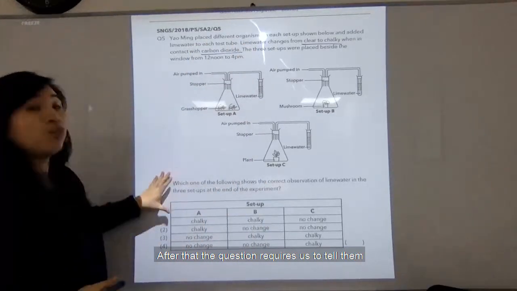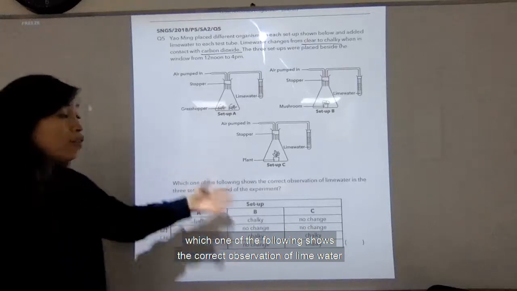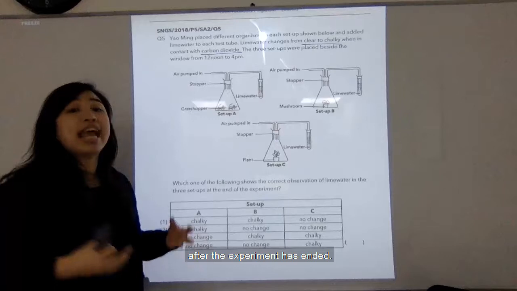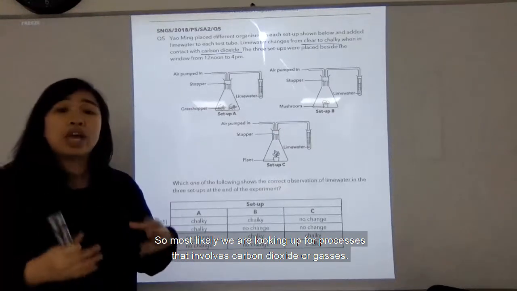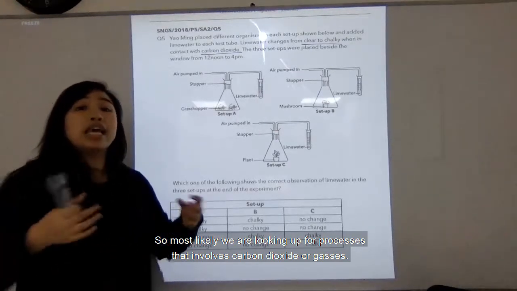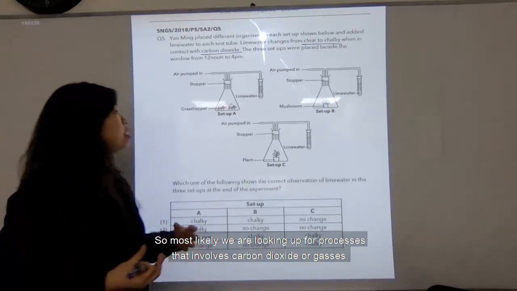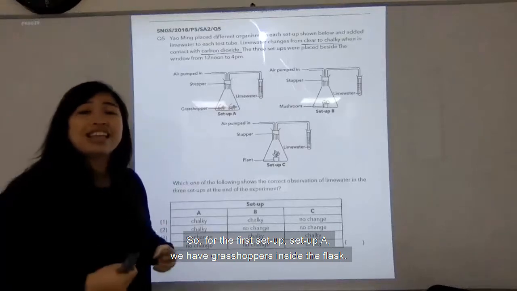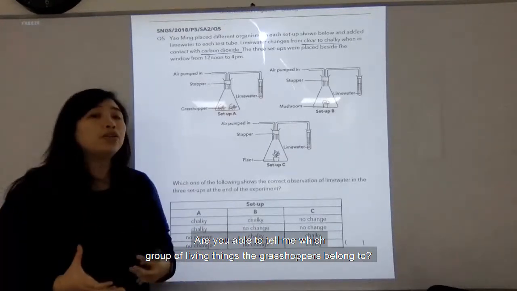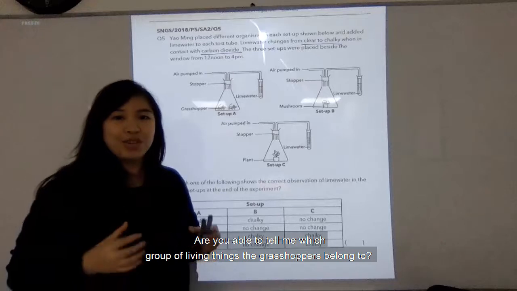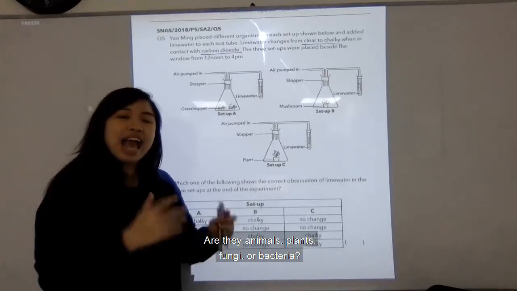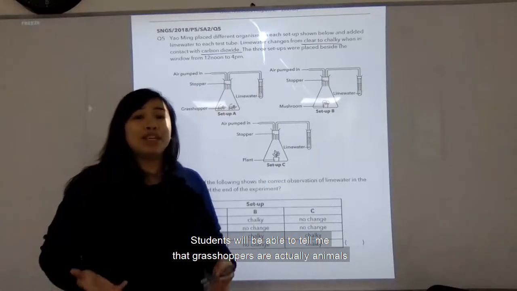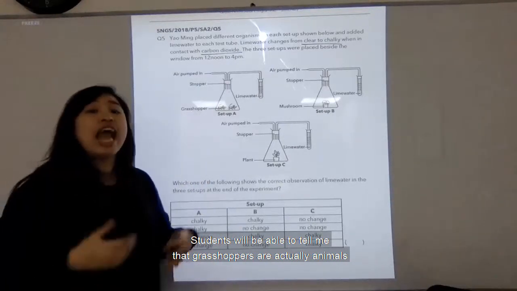After that, the question requires us to tell them which one of the following shows the correct observation of lime water after the experiment has ended. So most likely we are looking out for processes that involve carbon dioxide or gases. So for the first setup, setup A, we have grasshoppers inside the flask. Are you able to tell me which group of living things do grasshoppers belong to? Are they animals, plants, fungi, or bacteria? Students will be able to tell me that grasshoppers are actually animals.